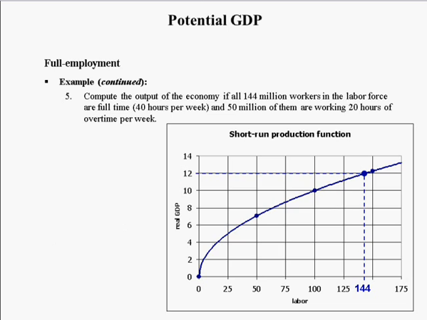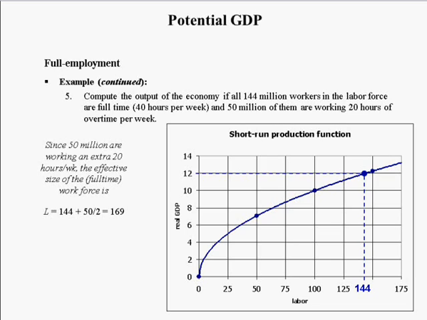Now, compute the output of the economy if 144 million workers in the labor force are full-time, 40 hours per week, and 50 million of them are working an extra 20 hours per week. So since 50 million are working an extra 20 hours per week, the effective size of the labor force, the effective number of full-time workers, is what?